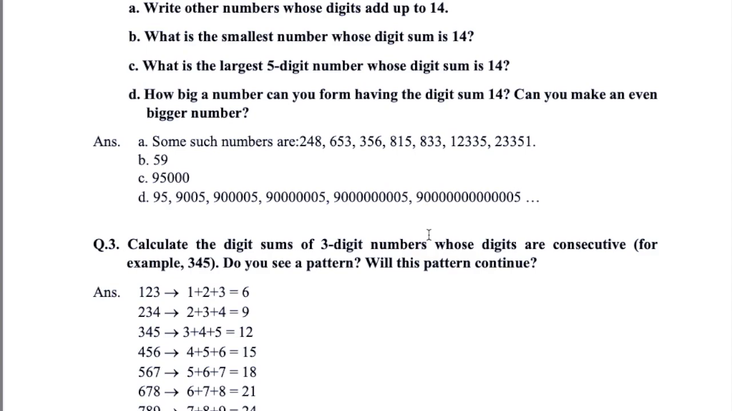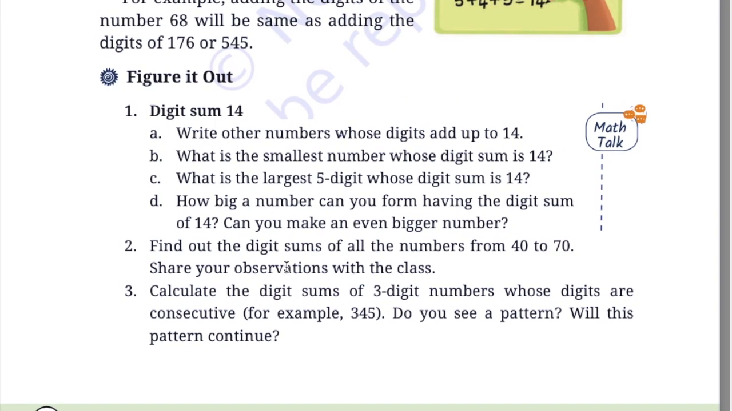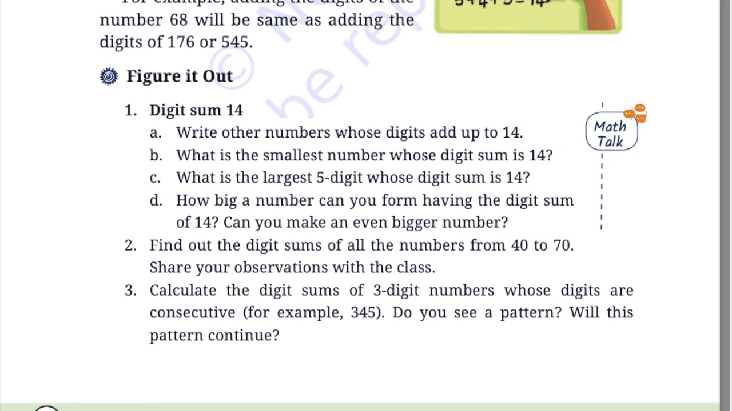Now we come to the second question. The second question is, find out digit sum of all the numbers from 40 to 70. Share your observations with the class. This question is to be done by you in your notebook. Take the numbers, find out the digit sums of all the numbers from 40 to 70.